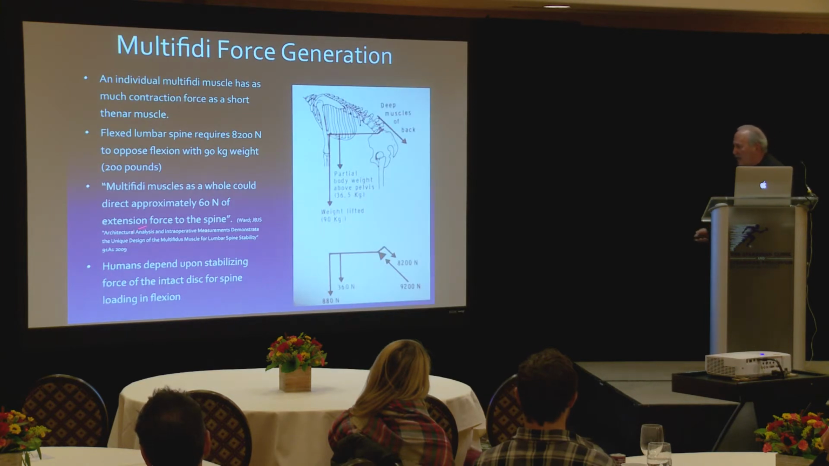And this is a great diagram. So a 200-pound or 90-kilogram weight with flexion and partial body weight recovery, and here's your fulcrum. How many newtons of force do the muscles have to generate in order to protect that? 8,200 newtons. What can a multifidi muscle generate? 60. Do you have enough strength to resist this? No, you're depending upon your ligaments, tendons, and discs, and this is the perfect recipe to hurt your back.